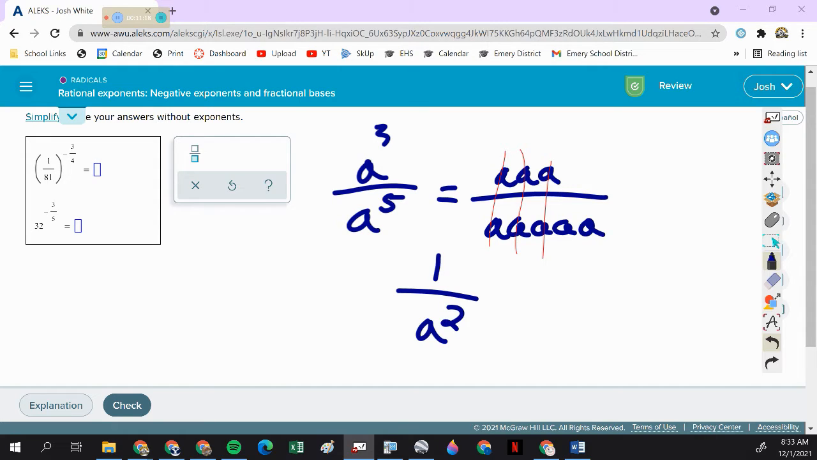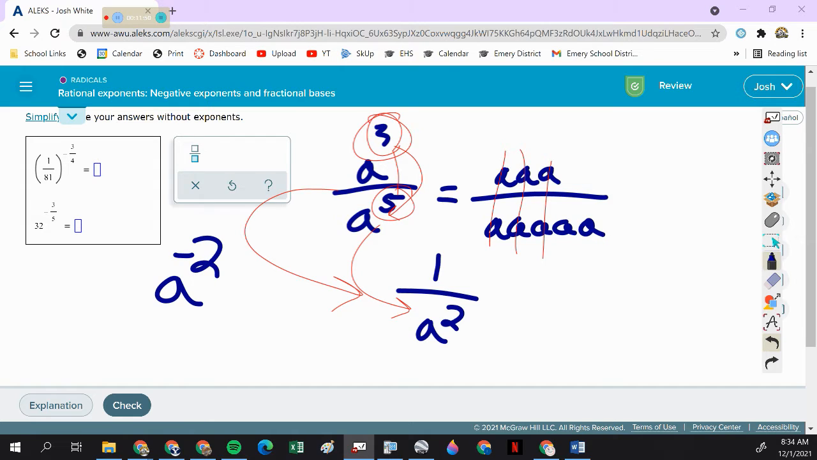Well, if you're lazy like me, you're not going to write that out. How do you solve this without writing out all the a's? How do we turn this into that? We just subtract. And we say 5 minus 3 is 2. But what if we subtract it the other way? What if I did 3 minus 5? Then I would get a to the negative 2, and it turns out those are equivalent.